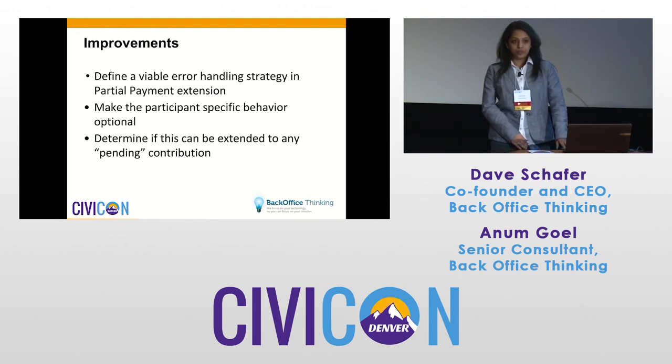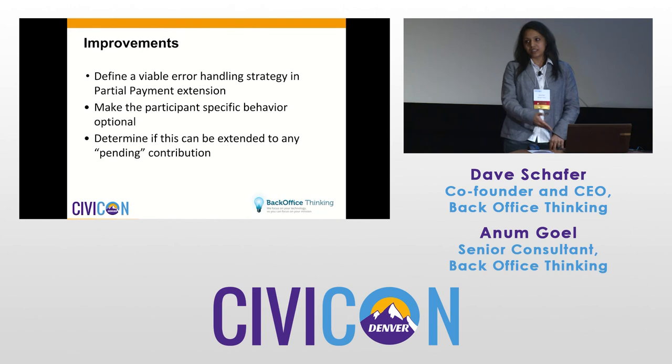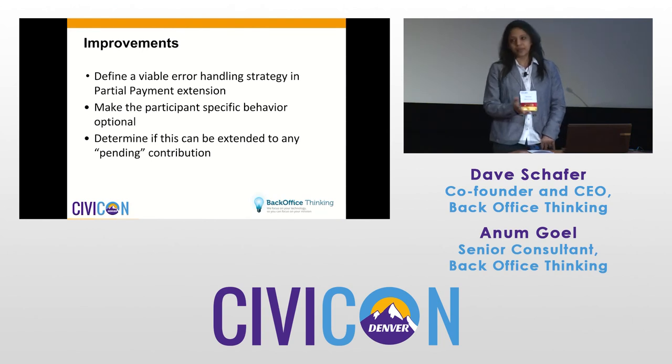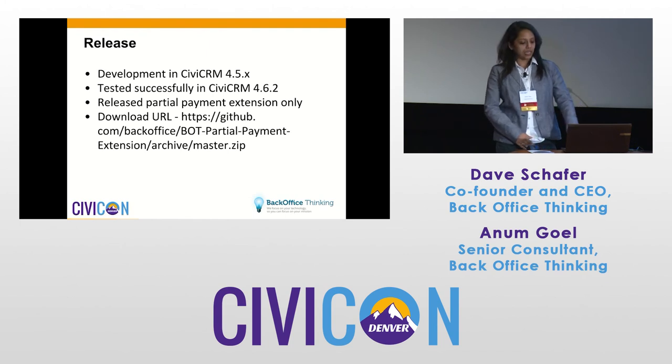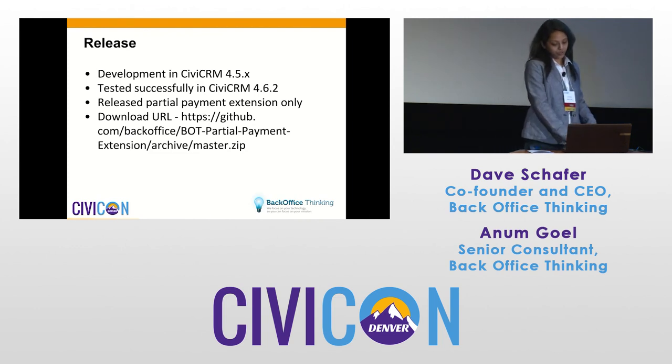So all the development for these two extensions was done in 4.5.4, to be precise. And then we recently did some stub testing for the partial payment extension, and that worked. So we think you can use it for 4.5 and 4.6 both. And we have already released it on GitHub. This is the download link. And I think our presentation is also available on our session space, so you can get access to the URL from there.